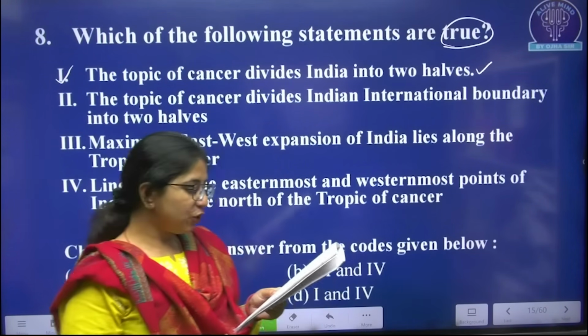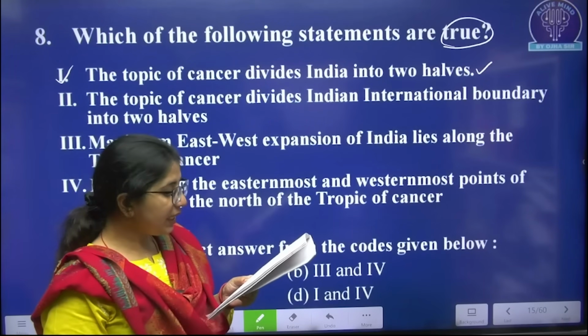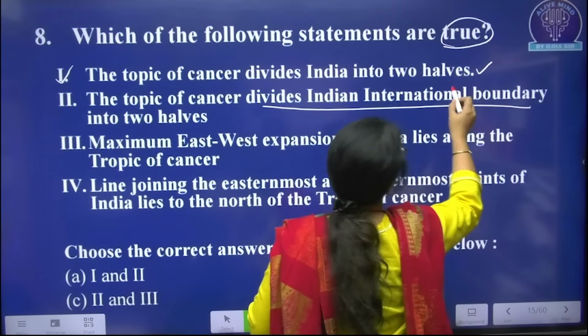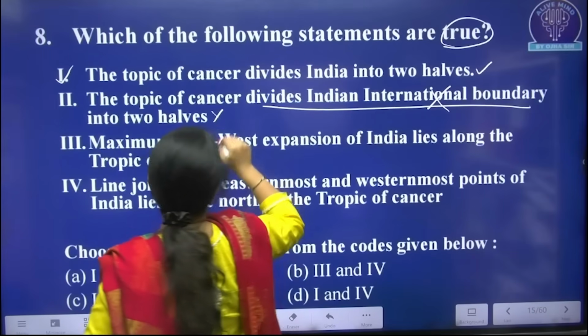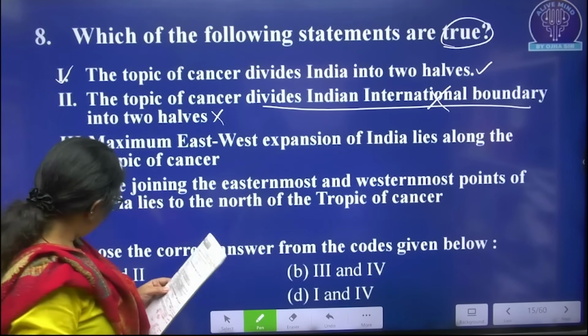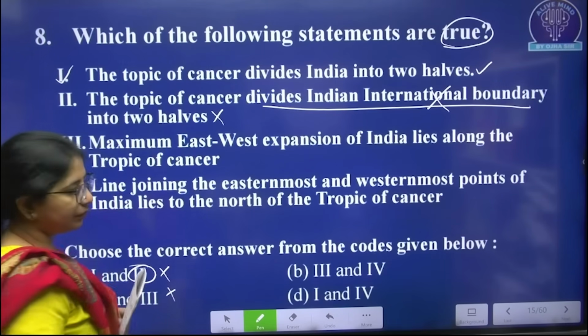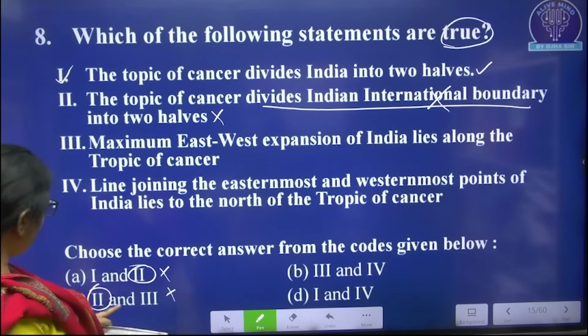And then it is Tropic of Cancer divides the Indian international boundary into two. No, it does not. There is no relation between this. Indian international boundary. So option number 2 is wrong. So when 2 is wrong, A and C got eliminated. Because they have 1 and 2, 2 and 3.